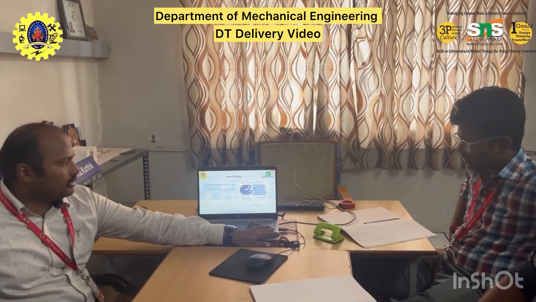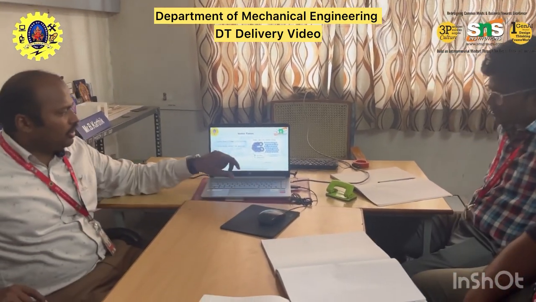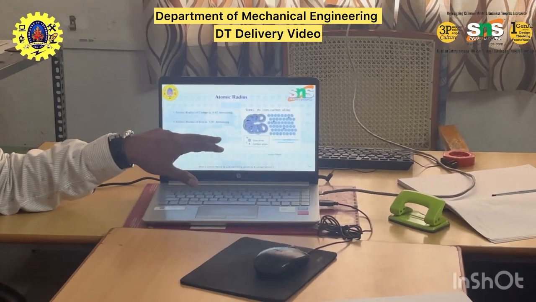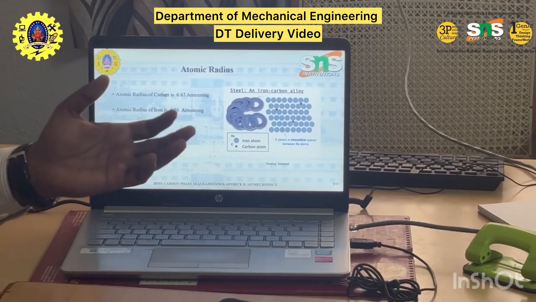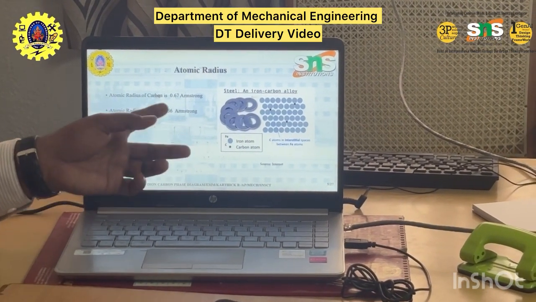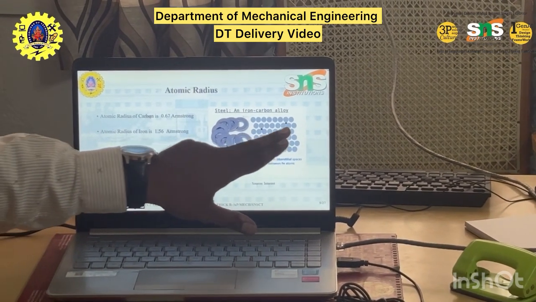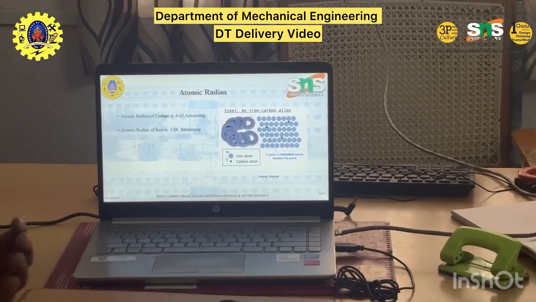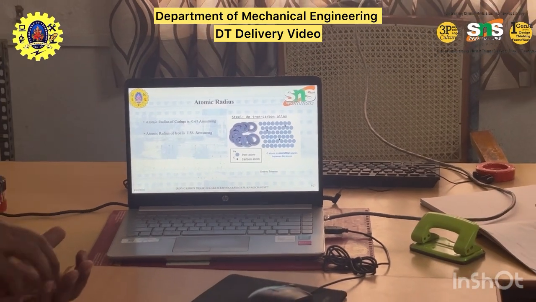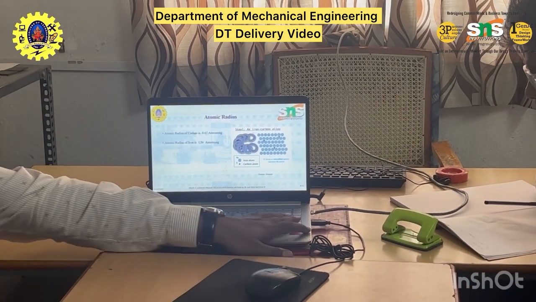Here it is the atomic radius. In the slide I have given, there is a Hume-Rothery rule to form a solid solution. The carbon will be seen like this, forming an interstitial. That means between two iron atoms, a carbon atom will be fixed so that we can form a solid solution easily. Right.